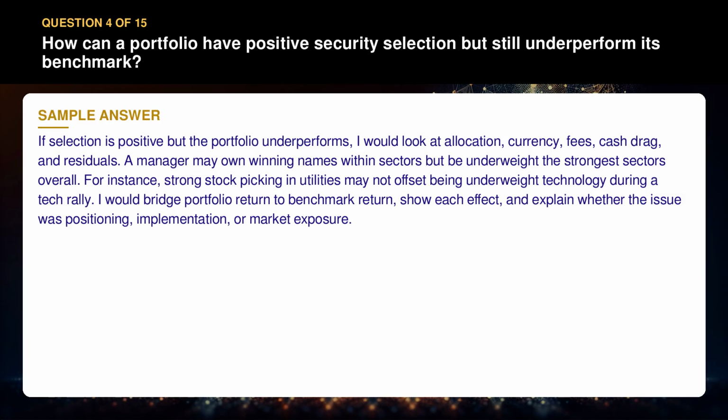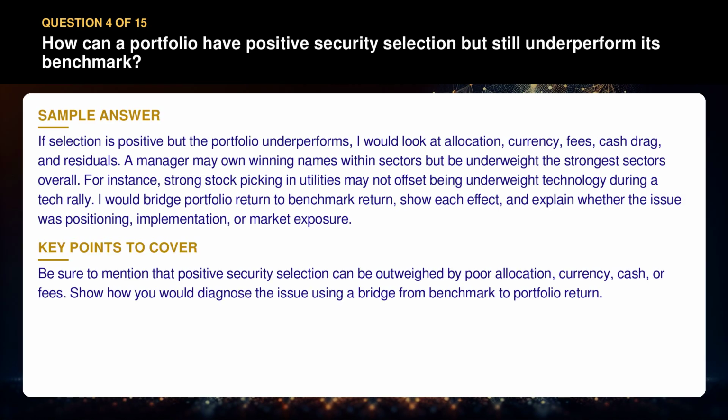I would bridge portfolio return to benchmark return, show each effect, and explain whether the issue was positioning, implementation, or market exposure. Be sure to mention that positive security selection can be outweighed by poor allocation, currency, cash, or fees. Show how you would diagnose the issue using a bridge from benchmark to portfolio return.